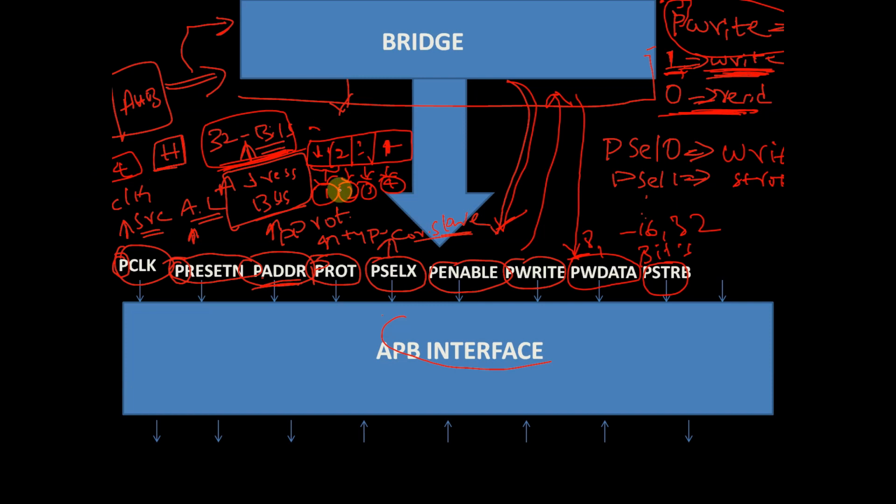So each strobe signal indicates whether the bridge can transfer data to the particular byte lane or not. If this strobe signal is equal to 0, then the bridge will not transfer data to this byte lane. If this strobe signal is equal to 1, then the data will transfer to this byte lane. Like this, the bridge will know to which byte lane the data should be transferred.